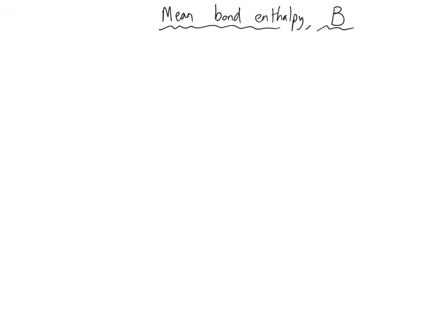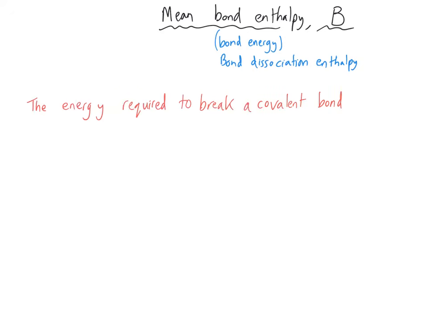We're going to move on to our final aspect of this video, which is the concept of the mean bond enthalpy, sometimes referred to as bond energy. I might slip into that by mistake. And also, this can be known as the bond dissociation enthalpy. So all three terms can be used interchangeably. So I'm going to try and prioritise the use of the term mean bond enthalpy. And it's got the symbol capital B. And mean bond enthalpy is defined as the energy required to break a covalent bond.